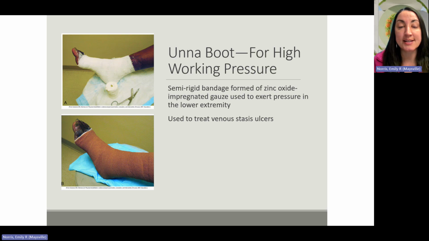As it dries, it hardens, and they typically leave it on for around a week or two before it's taken off and likely replaced with another. And it can help decrease significant swelling from venous insufficiency and help with venous stasis ulcers.